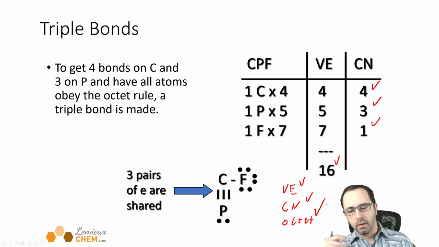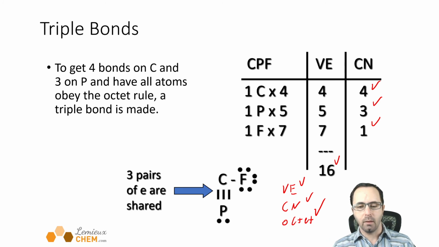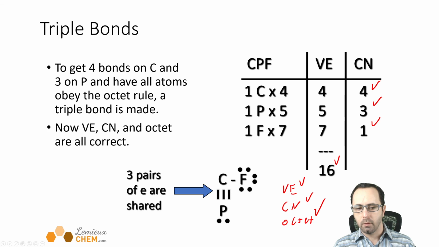So again, if you can do these 3 checks and they work out for the structure you've drawn, your structure is correct. That said, make sure you're using a pencil when you do these. You've seen that I did some erasing. It's always a good idea to use a pencil on your chemistry homework. So now that valence electrons, covalence number, and octet are all correct, we have a good structure.